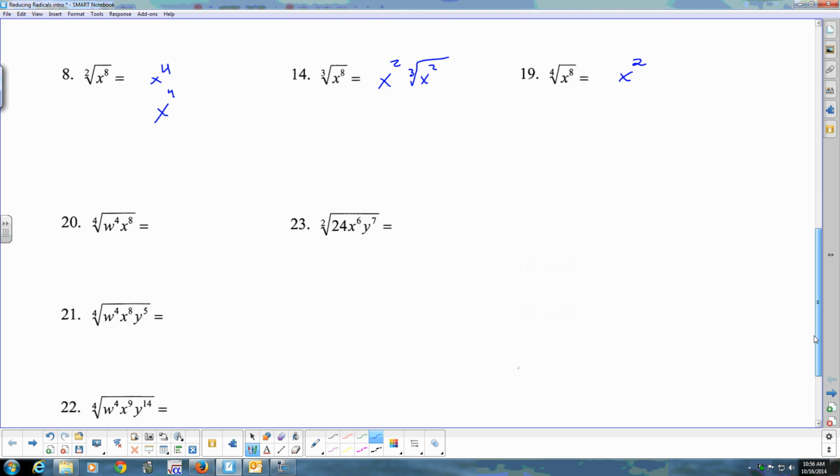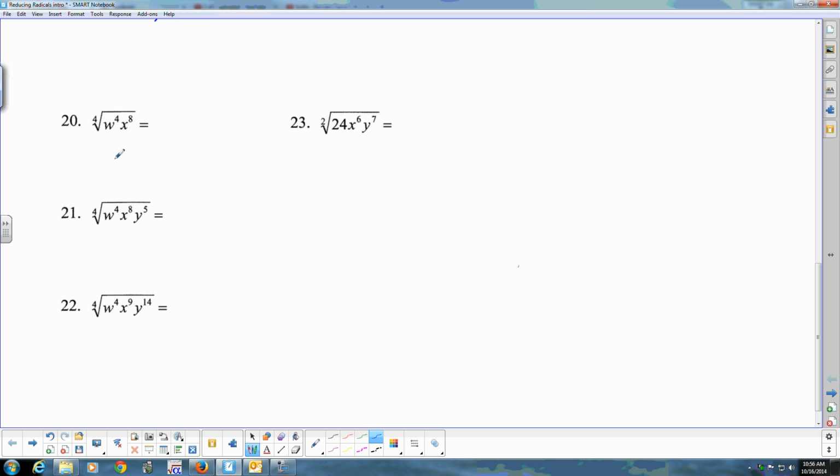Alright? So when you work into ones that are getting bigger and more complicated, the idea is the same. 4 goes into 4 once. 4 goes into 8 twice. 4 goes into 4 once, 8 twice, and into 5 once, with 1 left over. And don't forget the root. 4 goes into 4 once. 4 goes into 9 twice, with 1 left over. 4 goes into 14 3 times, with 2 left over.